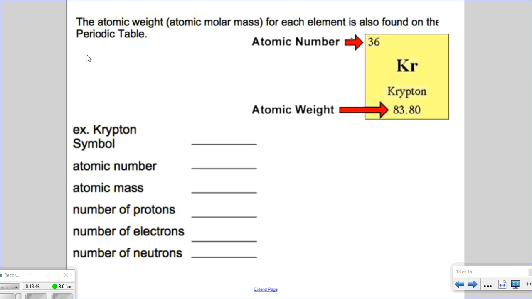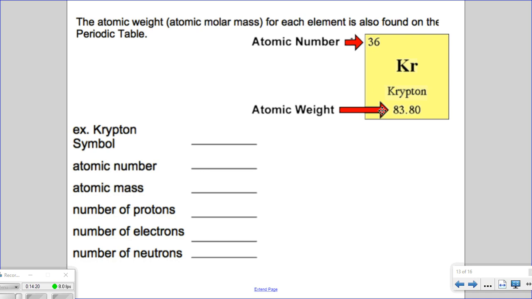The atomic weight for each element is also found on the periodic table. Generally speaking, to figure out which one is atomic weight and which is atomic number, the smaller number is going to be the atomic number. This is just the number of protons, which is equal to the number of electrons. Remember, atomic weight or atomic mass is protons plus neutrons, so this number is going to be bigger. If you take this number and subtract this number, you get the number of neutrons.